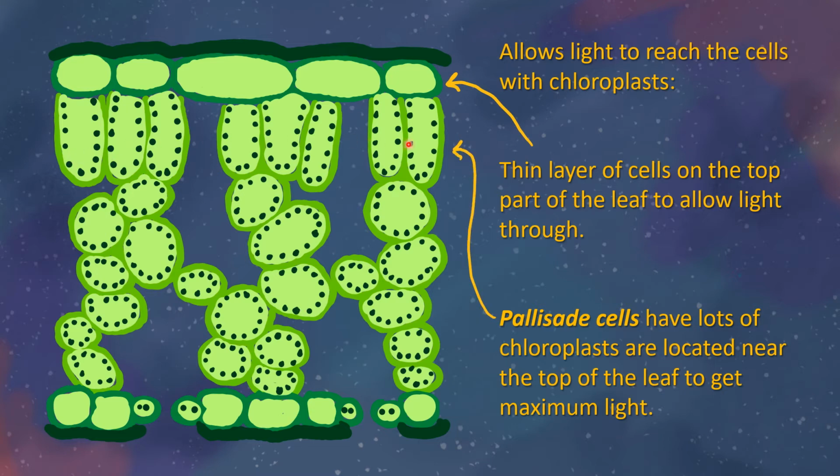Palisade cells are these ones at the top here, these long ones with lots of chloroplasts in. They have lots of chloroplasts and are located near the top, so they get as much light as possible.